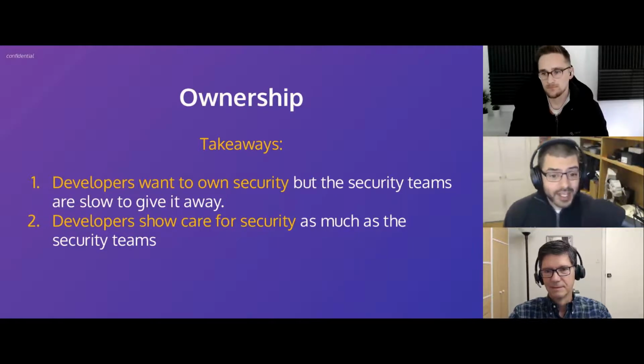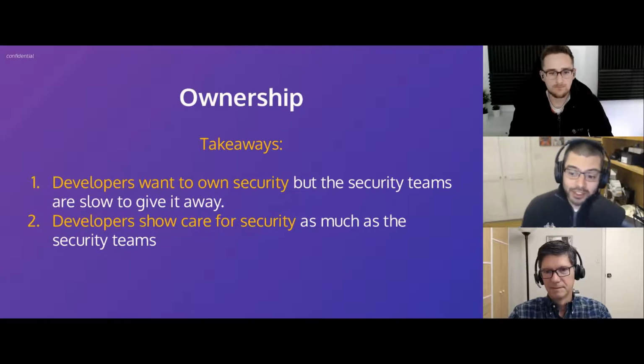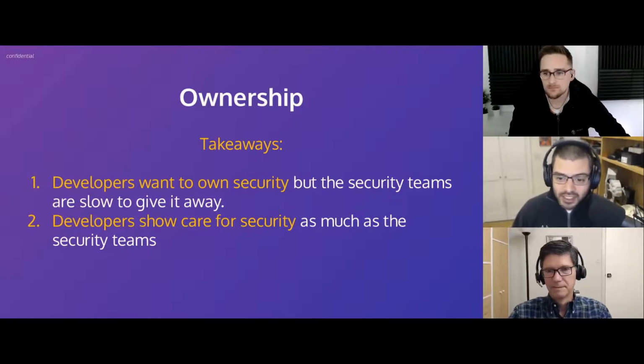So here are some takeaways from the data which we saw. It is that developers do want to own security, but the security teams are slower at giving it away than developers are at taking it. Developers do show care for security as well, just as much as the security team. So let's dig into the data a little bit.